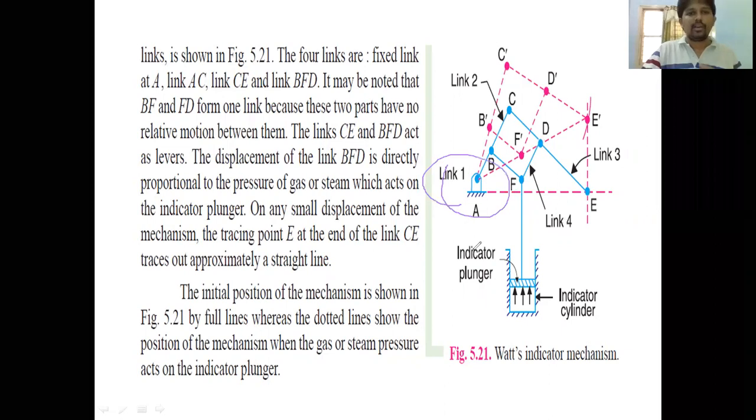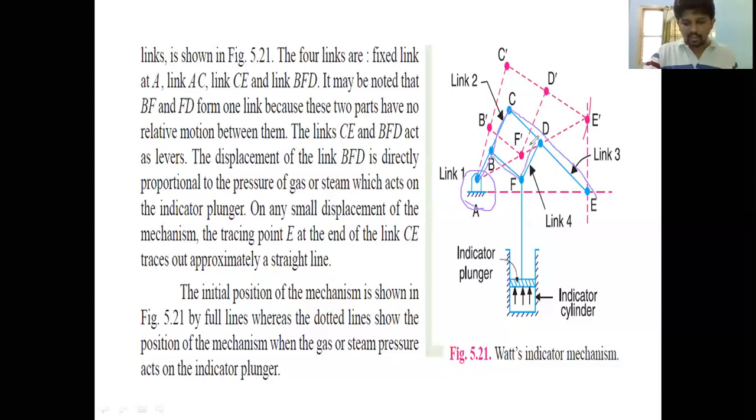Link 1, the fixed link, is at A, and then we have link AC. So this is A and this is C, and link CE. So this is our link CE, and you also have a link which is BFD, right? A is a fixed link. Again, I'm explaining on the diagram. Please see, A is our fixed link, AC is one link, CE is another link, and BFD is another link.